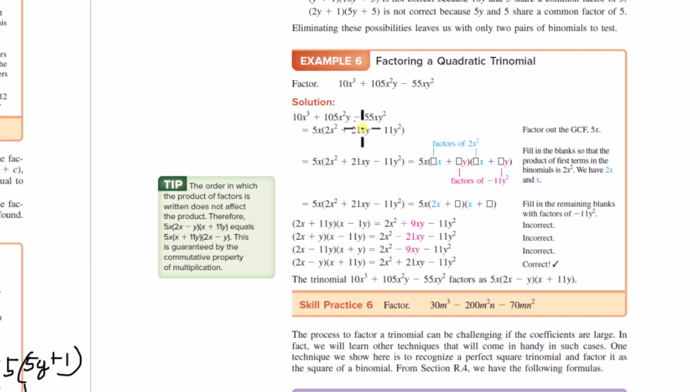This is a little confusing, but let's just look at 2 times minus 11. So minus 22. And if we want to get positive 21, we say from minus 22, we say 22 minus 1. That's positive 21. And then 22 times minus 1 is minus 22. Okay? So 22 and 1. 22 minus 1. So just write your middle term based on what you just found.